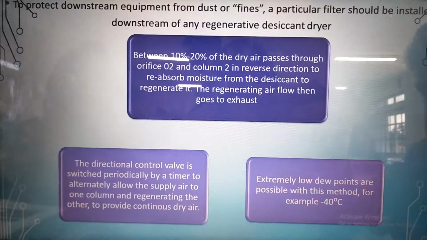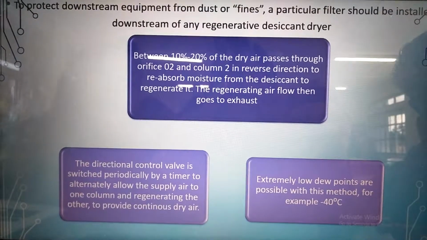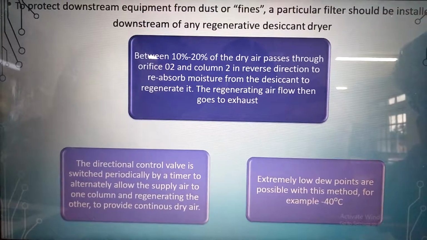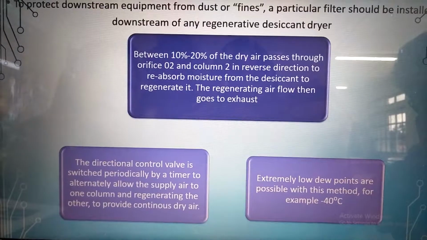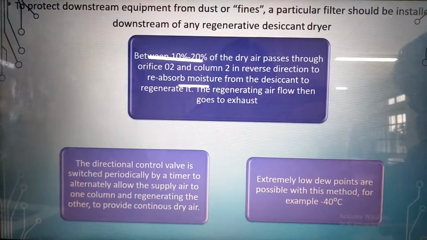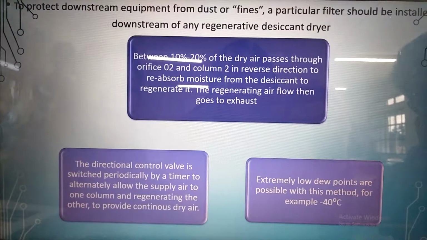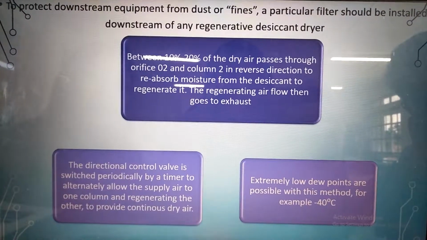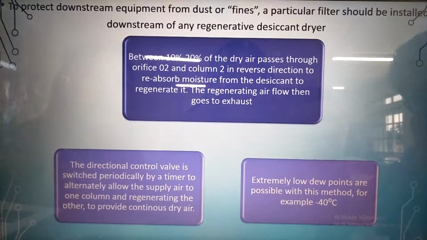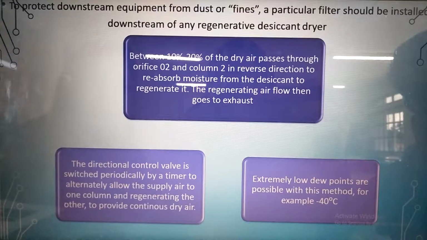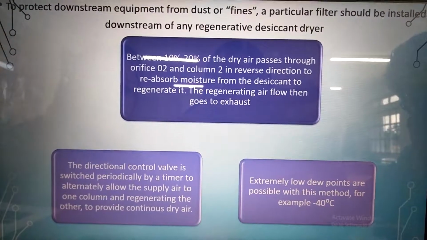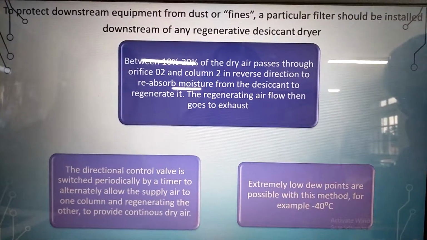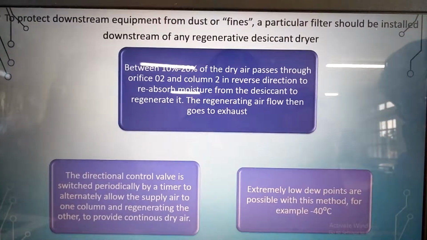To protect downstream equipment from dust or fines, a particulate filter should be installed downstream of any regenerative desiccant dryer. Between 10% and 20% of the dry air passes through orifice 02 and column 2 in the reverse direction to reabsorb moisture from the desiccant to regenerate it. The regenerating airflow then goes to exhaust.